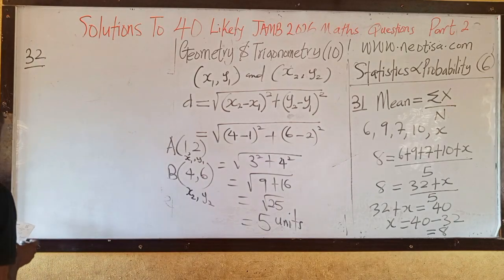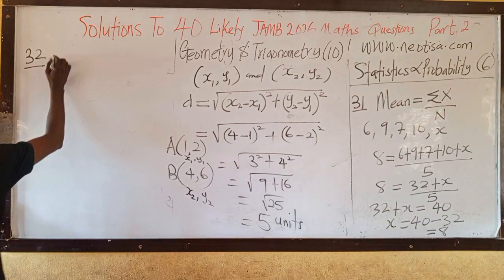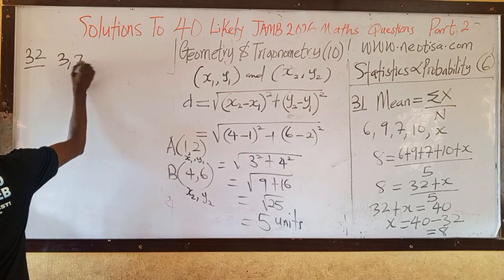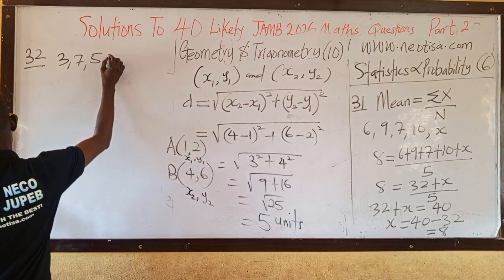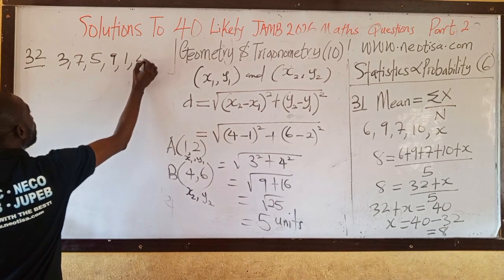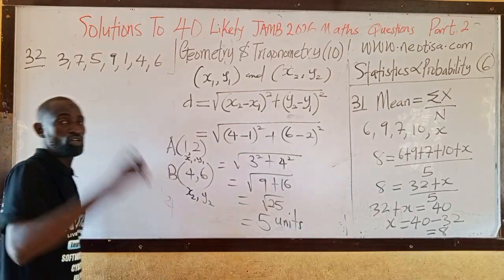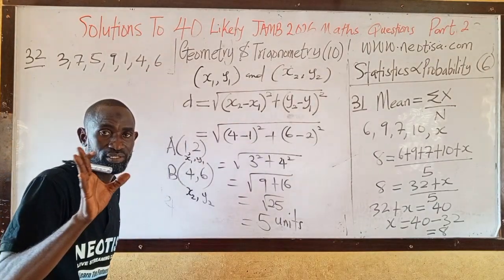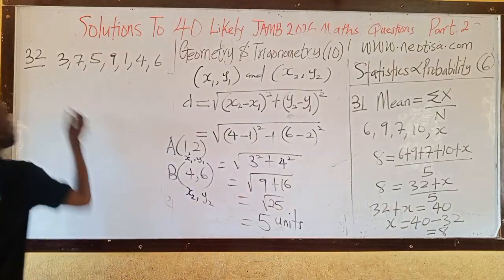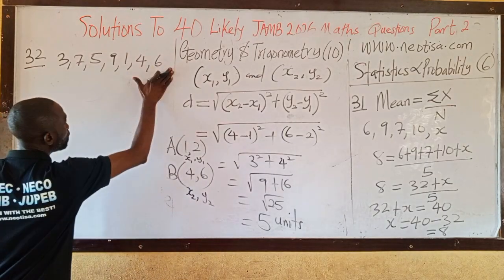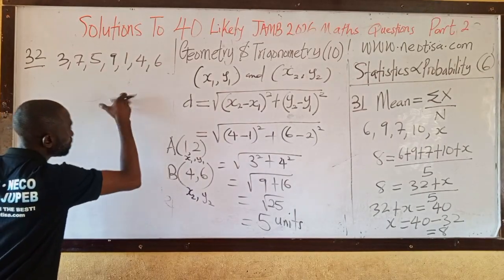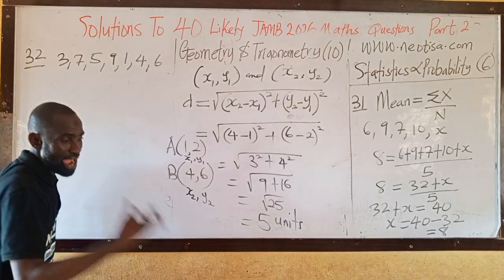Now it says find the median of 3, 7, 5, 9, 1, 4, 6. For the median of a group, you must first rearrange. That is the most important thing. So first rearrange in either ascending order or descending order. But me, I prefer ascending order.